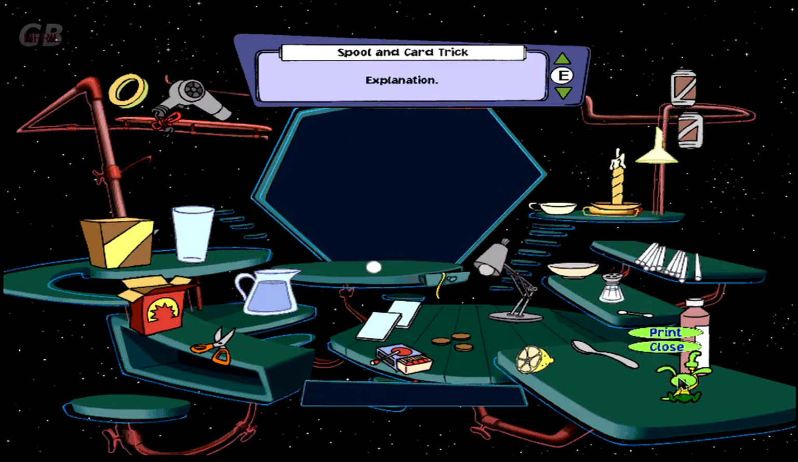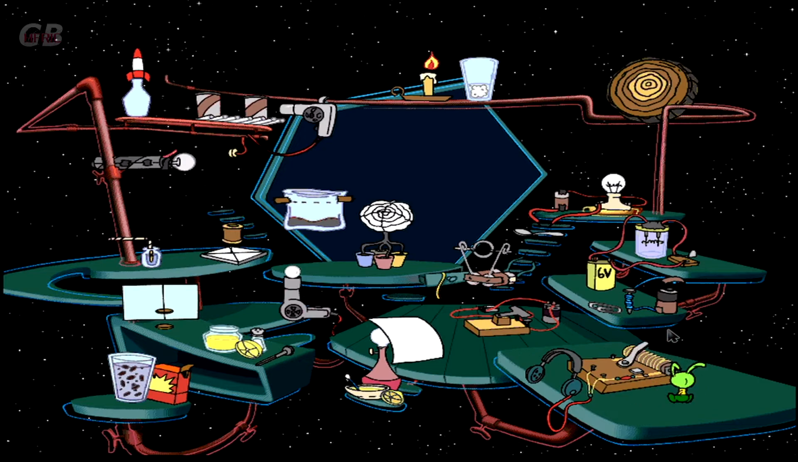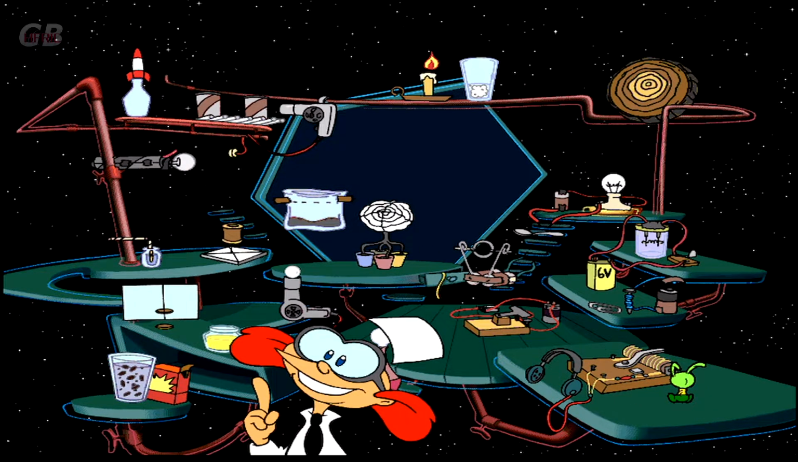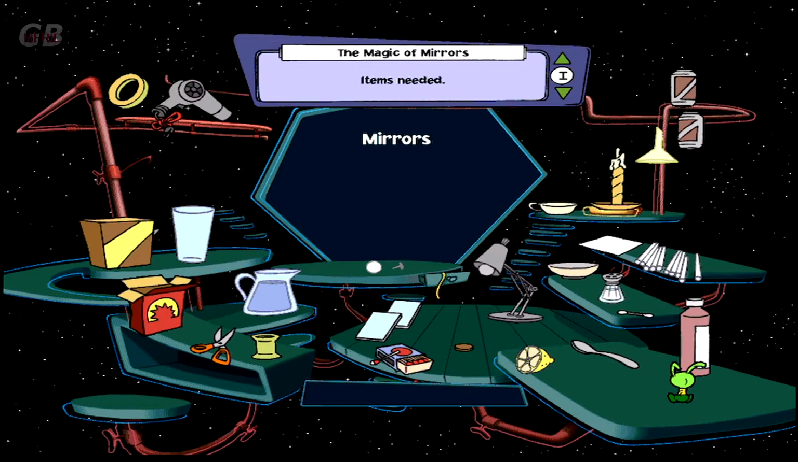To try another experiment, magic mirrors. This is an experiment on which you can reflect and reflect and reflect. You'll need 2 flat mirrors, tape, and a penny.